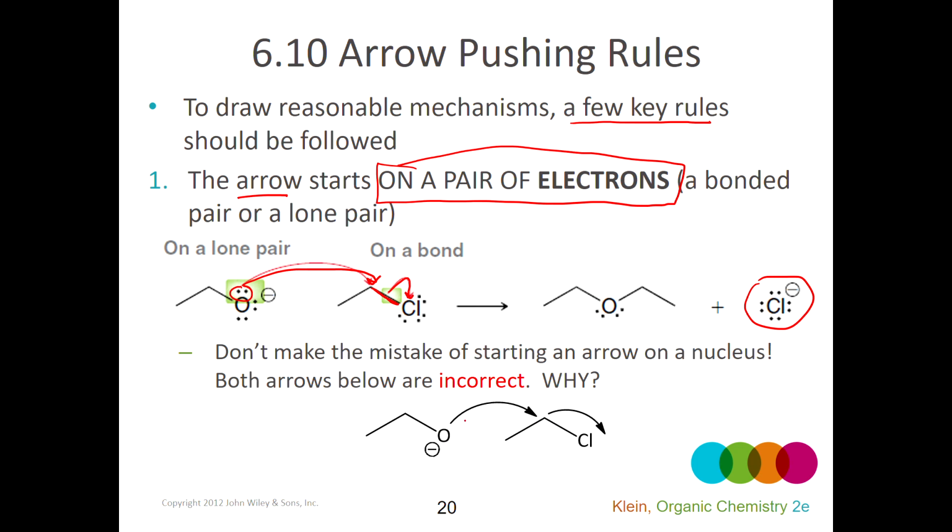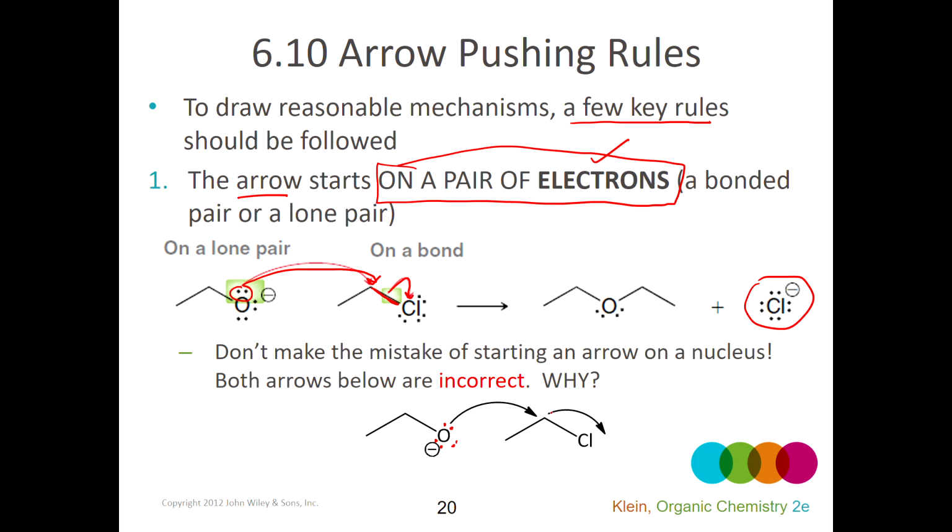This isn't good. One of the problems here is I need to show the lone pair. If I don't show this lone pair, it looks like the arrow is starting on the atom. The arrow must start on electrons. So I've got to show at least one of the three lone pairs here so I can have the arrow starting on a pair of electrons.